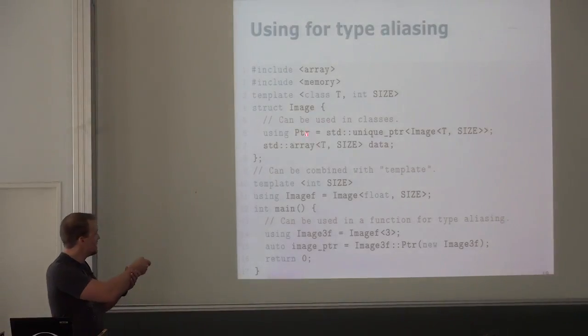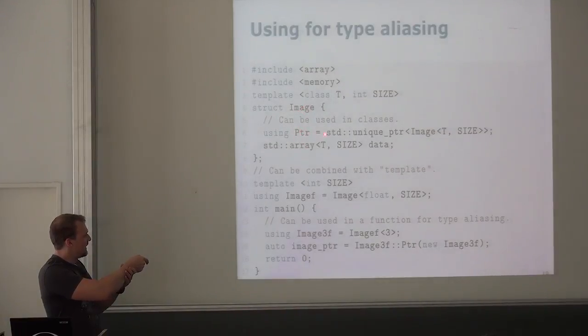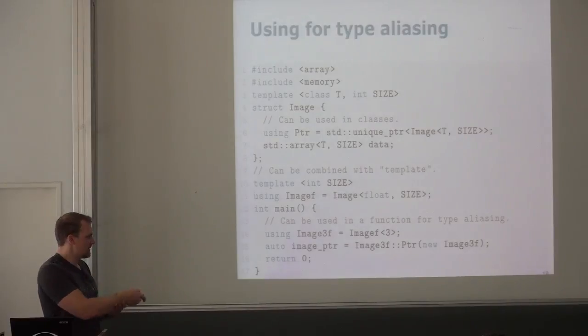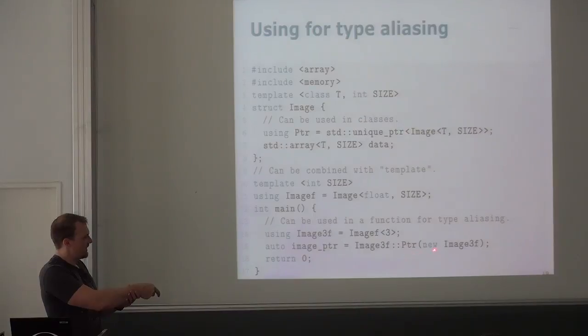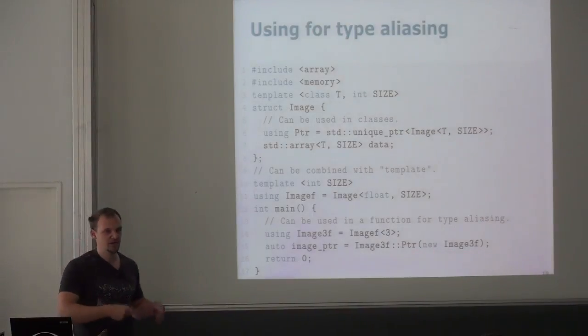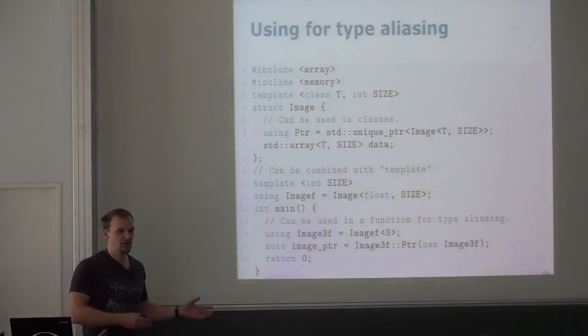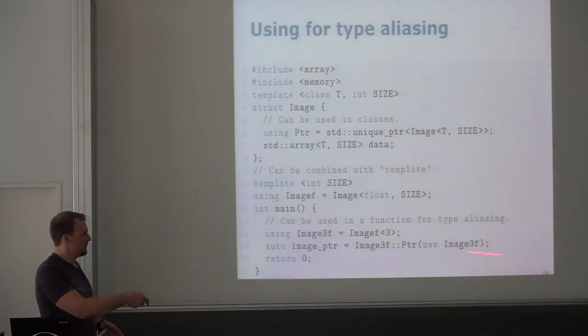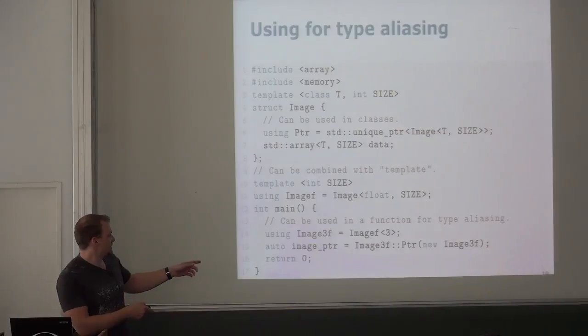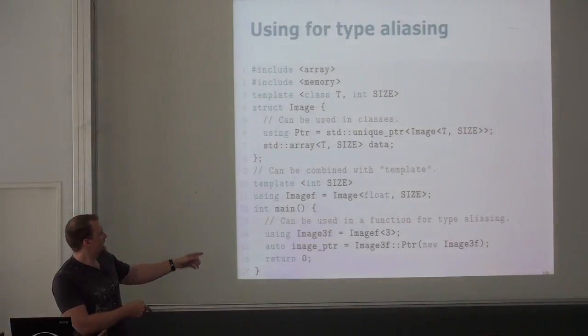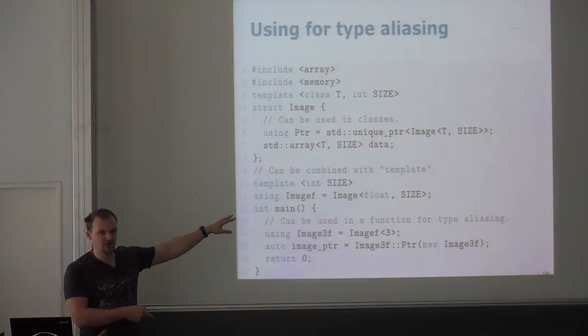So what I say is, this class will be using class pointer, and this pointer class will be equal to this. So how can I use it? I can use it like this. Now I can say image3f pointer, and then I just pass new image to it and create a unique pointer of my image. And I hope you can see that this syntax is much better than if I would write image float 3 and all this in std unique pointer and so on.